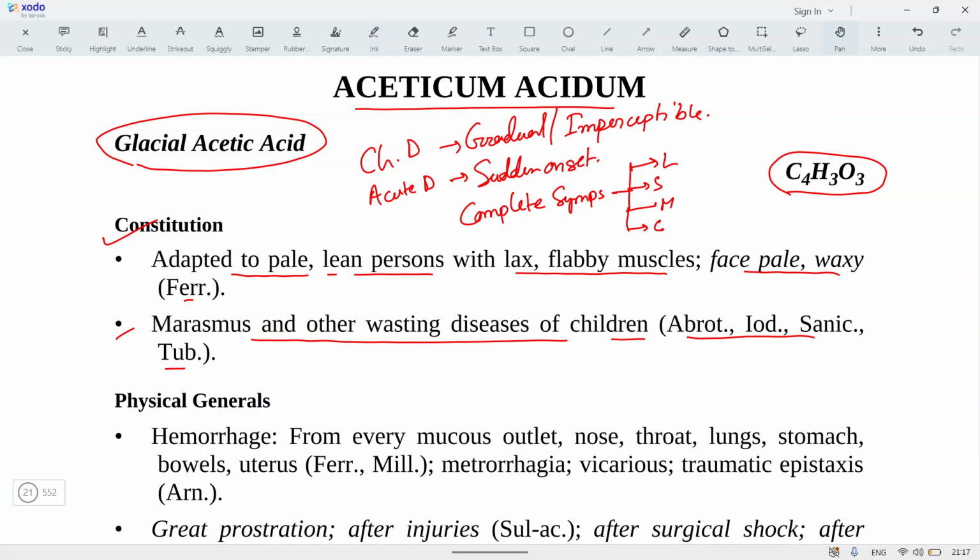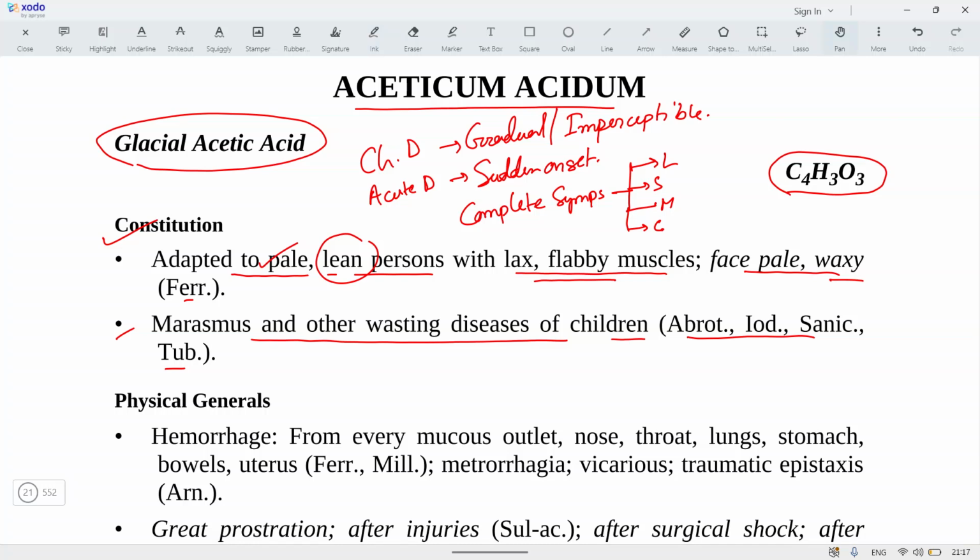These are the wasting diseases where patients are facing difficulties in building muscle mass. Because of that, losing proteins, the muscles are flabby and lax. The patient is lean. There is paleness over his face and body, and a waxy face. These are the typical symptoms of any prostrated or continued wasting disease in a patient.